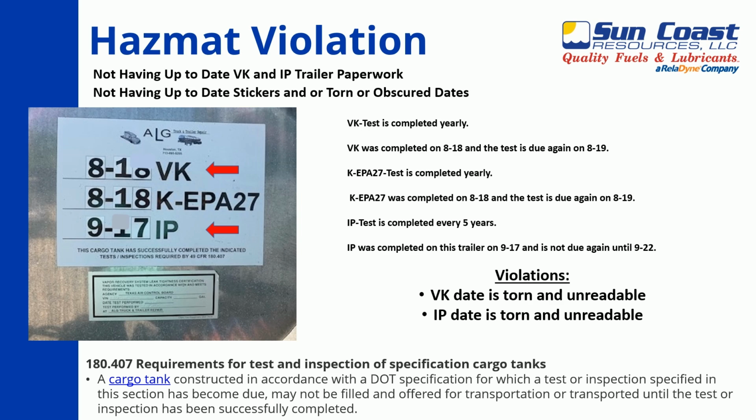A cargo tank constructed in accordance with a DOT specification for which a test or inspection specified in this section has become due, may not be filled and offered for transportation or transported until the test or inspection has been successfully completed. The VK and KEPA 27 tests are completed yearly, while the IP internal pressure test is completed every 5 years. You will see on this picture that the VK date is torn and unreadable and the IP date is also torn and unreadable. Both of these would lead to violations on a roadside inspection.